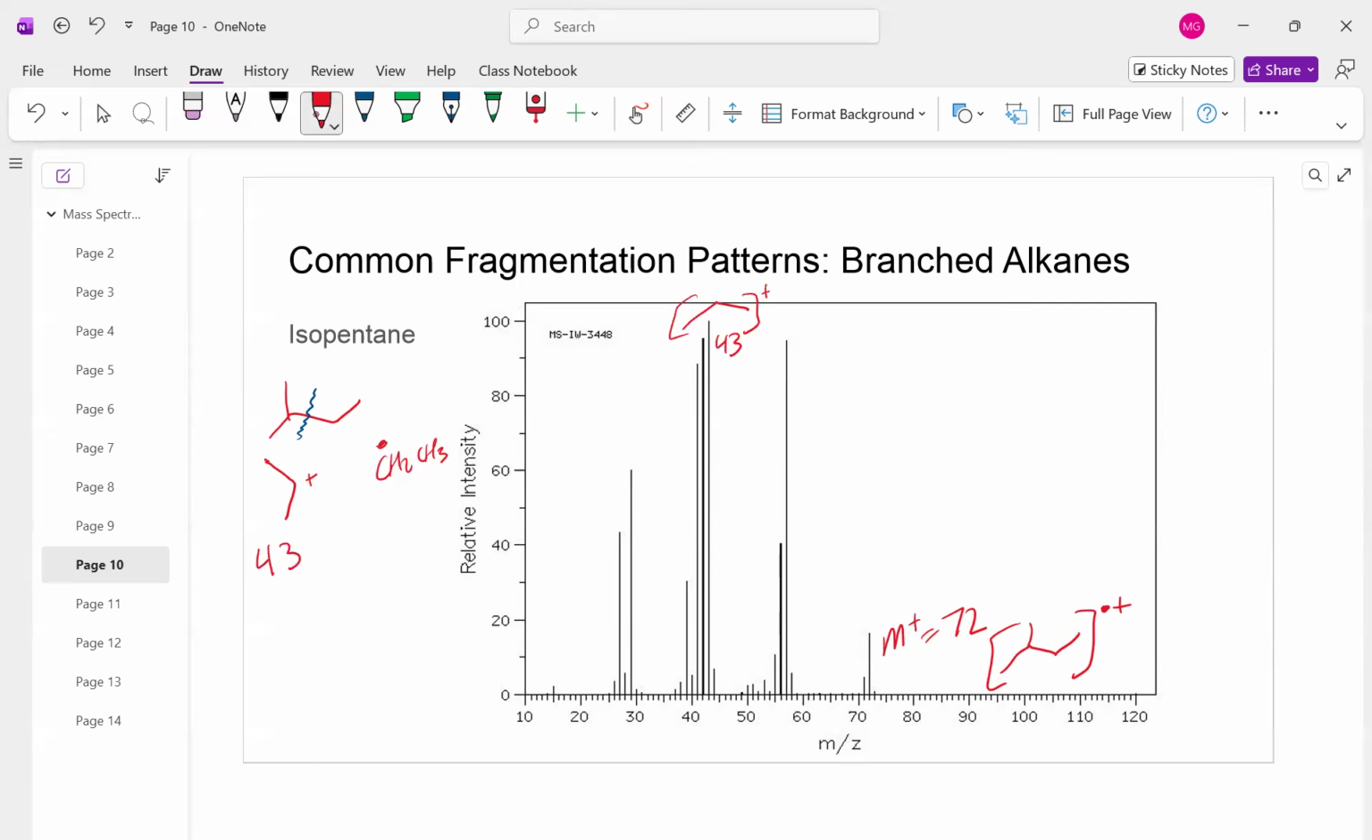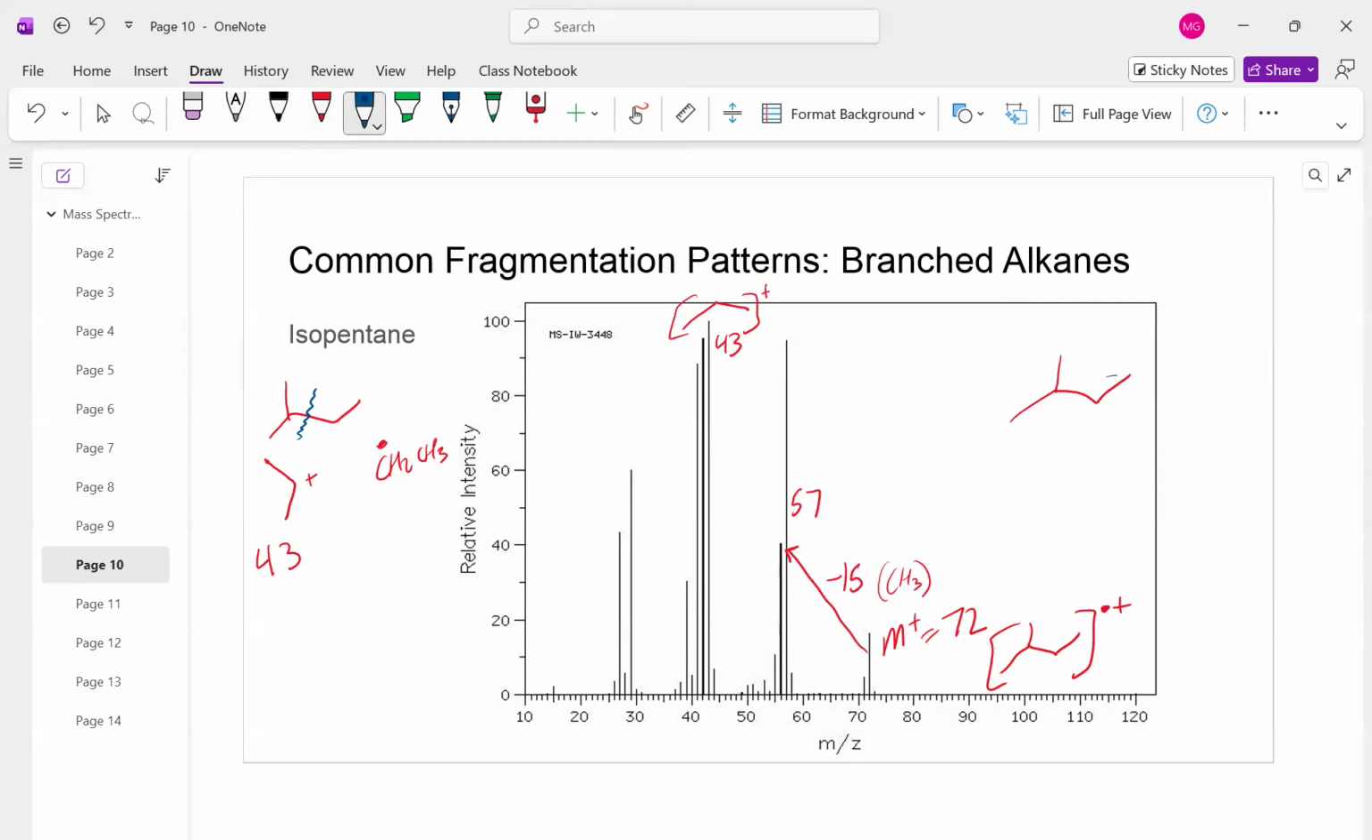Now let's take a look, and that's our base peak. Let's look at this difference here between 72 and this here, which is 57. Now, again, that's a loss of 15. Okay, so a loss of 15 always or usually means a methyl group, because that has a mass of 15. But which one do you think I'm going to break apart?